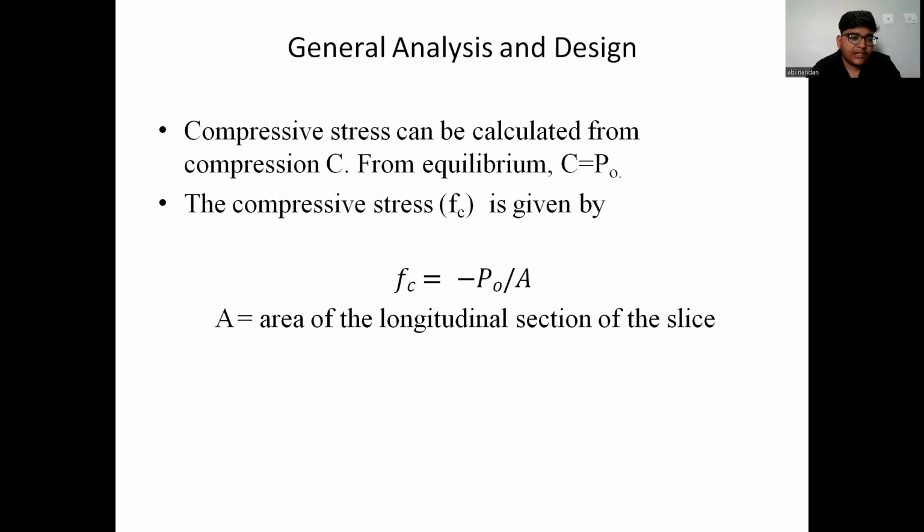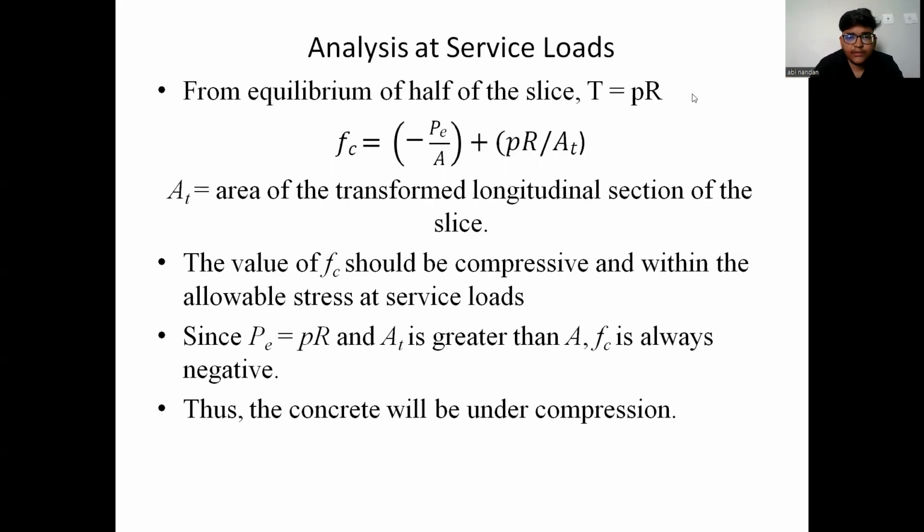The basic analysis and design of circumferential pre-stressing are provided for general understanding, with specific applications such as pipes, liquid storage tanks, and ring beams. We are going to see about liquid storage and the ring beams which are going to be placed over that. In the analysis at transfer, this FC is going to act. The area is the area of the longitudinal section of the slice. The permissible pre-stress is determined based on FC, within the allowable stress at the transfer.